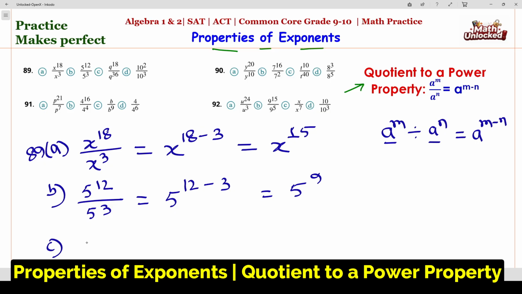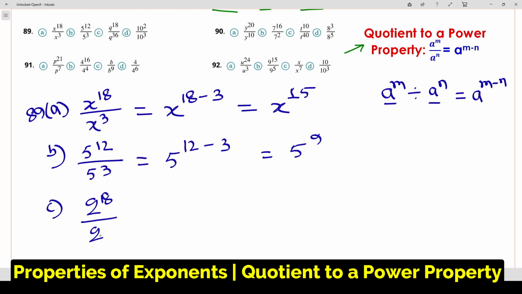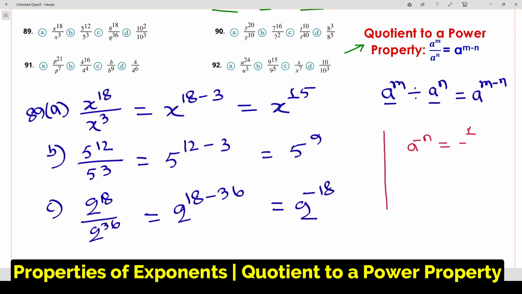Number C: q to the power 18 divided by q to the power 36. So we can write q to the power 18 minus 36, so it's q to the power minus 18. We have to know another law, which is a to the power minus n equals 1 divided by a to the power n. So this is the law of negative exponents. In this case we can write 1 by q to the power 18.